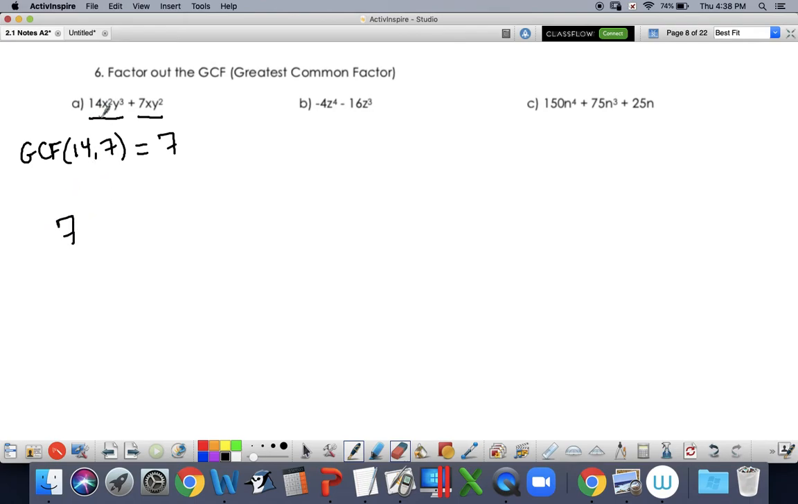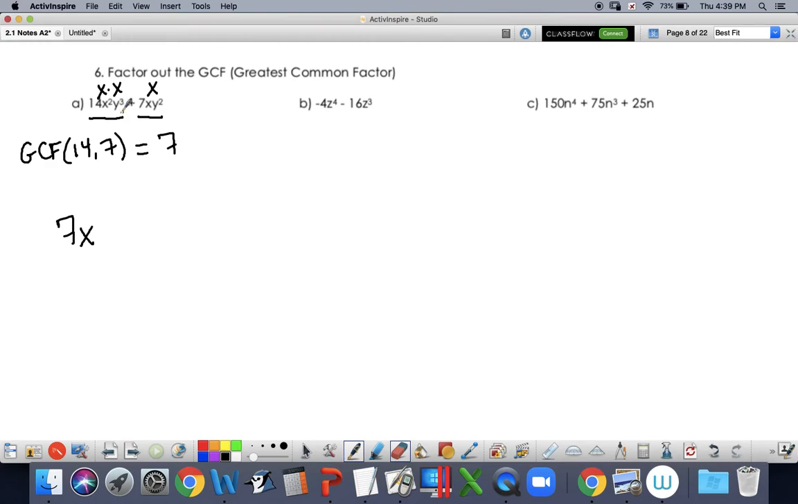Then I think about, all right, I have x squared here, which is x times x, and I just have x over here. No x squared, no x cubed. So because this one has two x's and this one only has one x, the thing that is common between the two is just one x. So I'm going to factor that out.